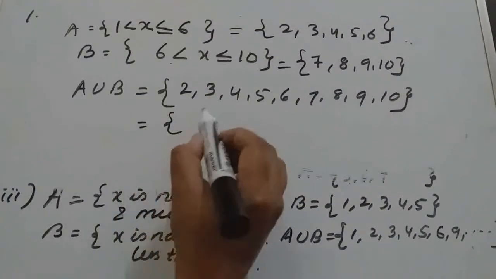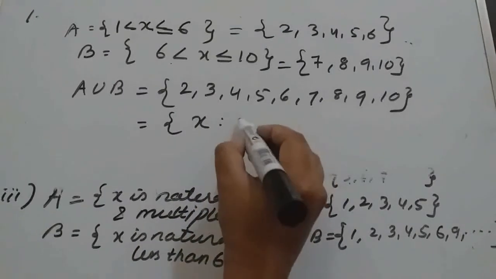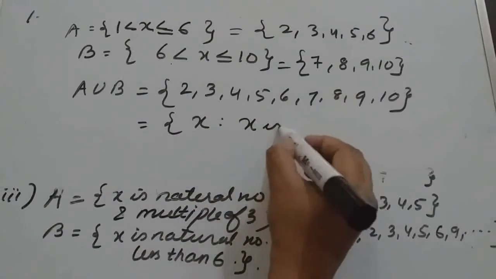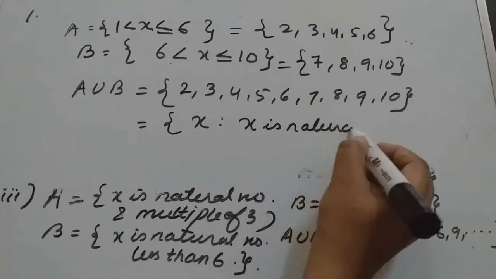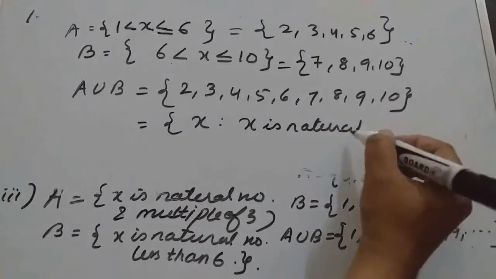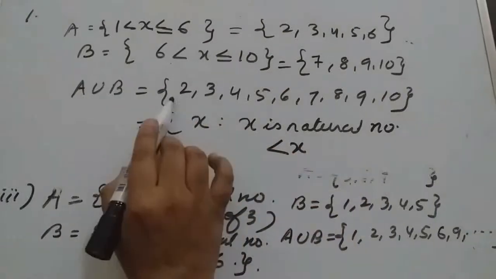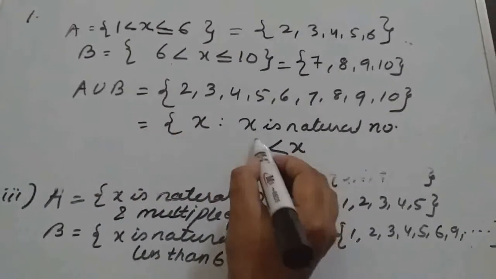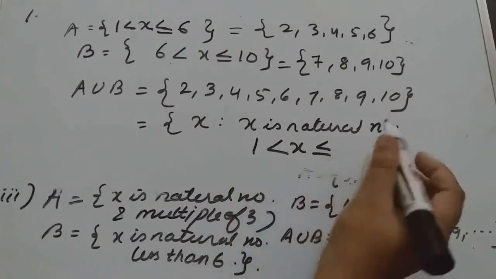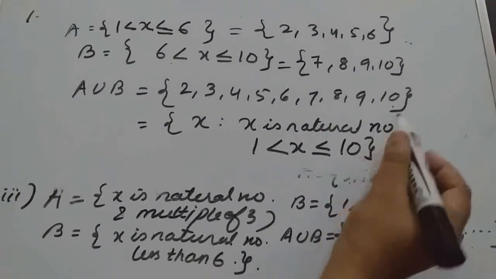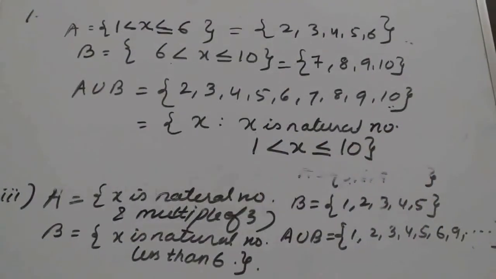If you want to write this in set builder form, this can be written as x is a natural number, same way as in the question it is asked, x value is greater than 1, see, starting from 2, so greater than 1 and less than or equal to 10 you can say, because 10 is also included.